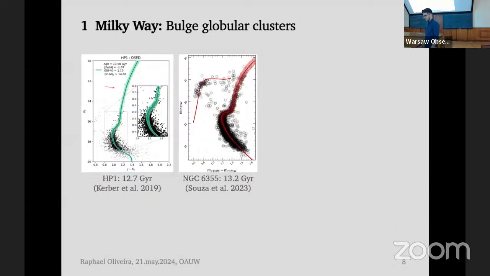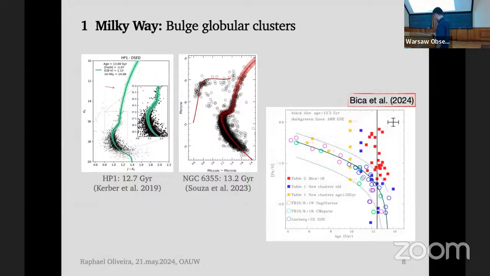And after that, we kept fitting isochrones to globular clusters, bulge globular clusters, and we always get old ages for them, especially for these clusters with metallicity around -1, the moderately metal poor ones that I told you before. So for example, HP1 of this paper of 2019, we had this 12.7 billion years on average. From 2023, NGC 6355, and so on.